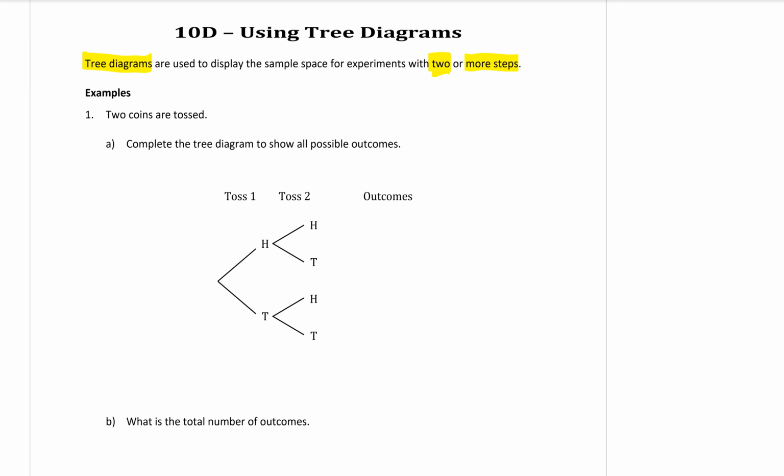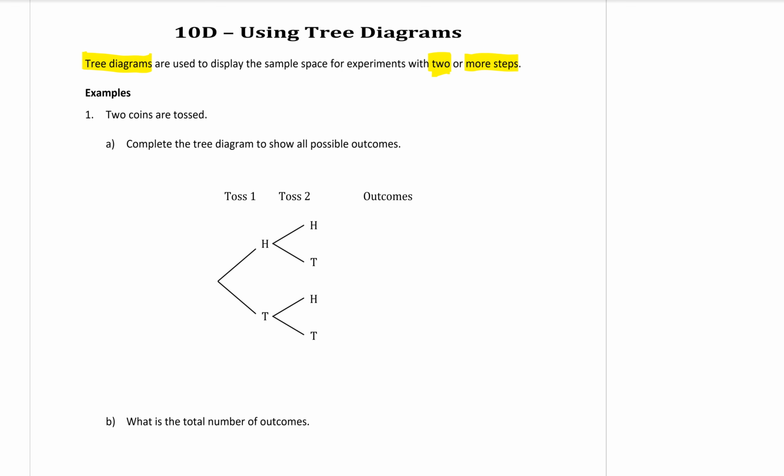So we have the arrays that we can use if there's only 2 steps. But if there's 3 steps or 4 steps, then we can't really use those tables anymore. So the tree diagram is another method that we can use for helping us to list off a sample space that has more than 2 steps in it. So let's have a look at the examples.